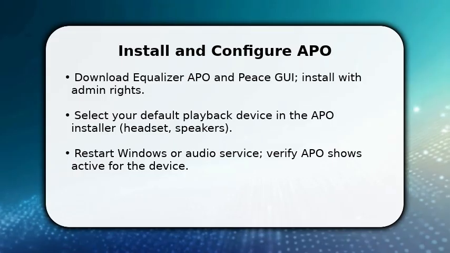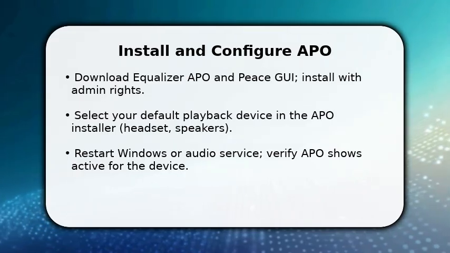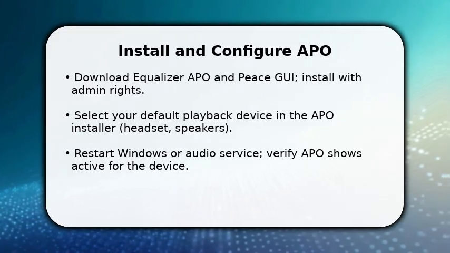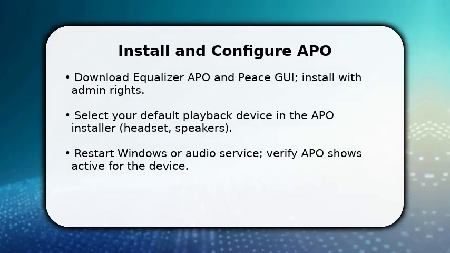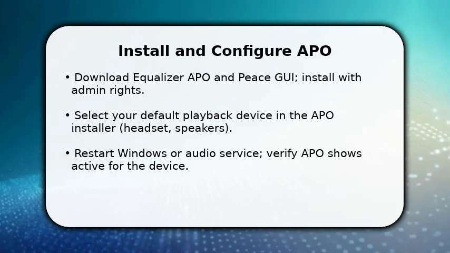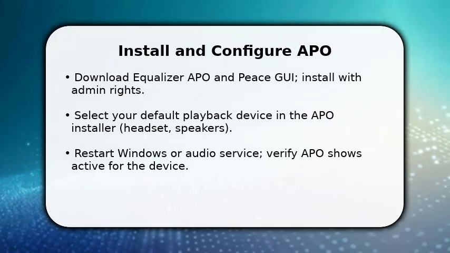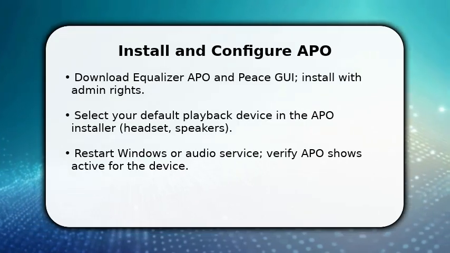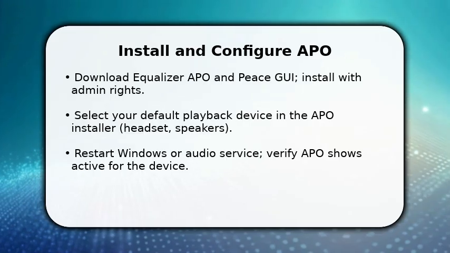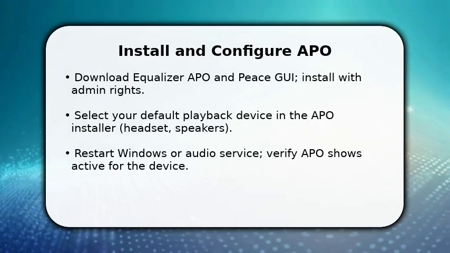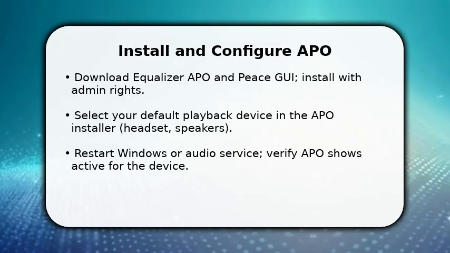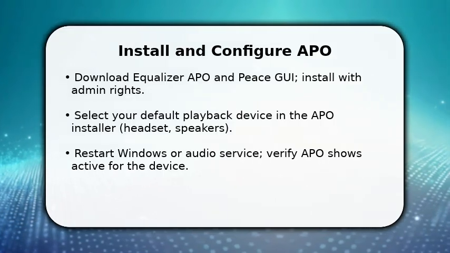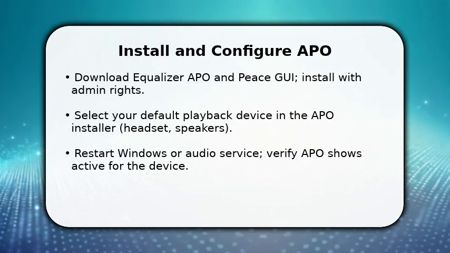You start by installing Equalizer APO and the optional Peace GUI so you can edit presets quickly. Once installed, run the installer as administrator and choose the exact playback device Discord uses, your headset or virtual audio cable. After selecting the device, restart Windows or the audio service to load the APO DLL. This ensures the system audio path is intercepted.